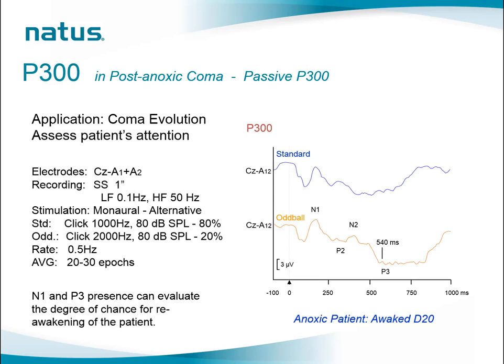In this case, we provide 2 sounds. One is called standard, one is called oddball. And we will do average responses for the standard stimulation and the oddball and look at how different the waveforms are. On the oddball waveform, we will mark 2 peaks called N1 and P3. So N1 is around 150 milliseconds, P3 would be around 300, but it changes with the patient's condition. However, just knowing that we have those waveforms, so those markers, N1 and P3, can allow us to evaluate the degree of chances that the patient will wake up.